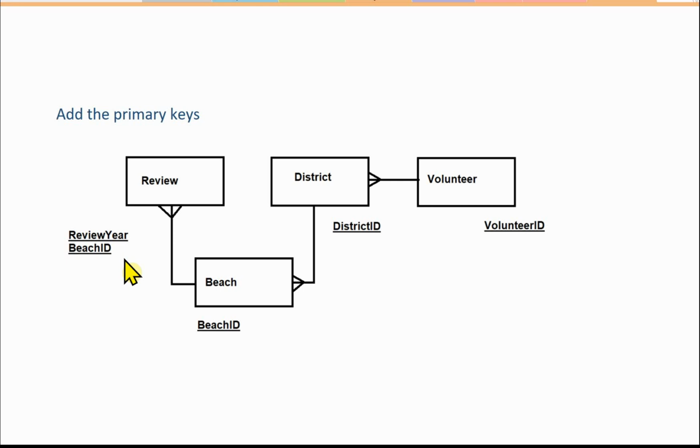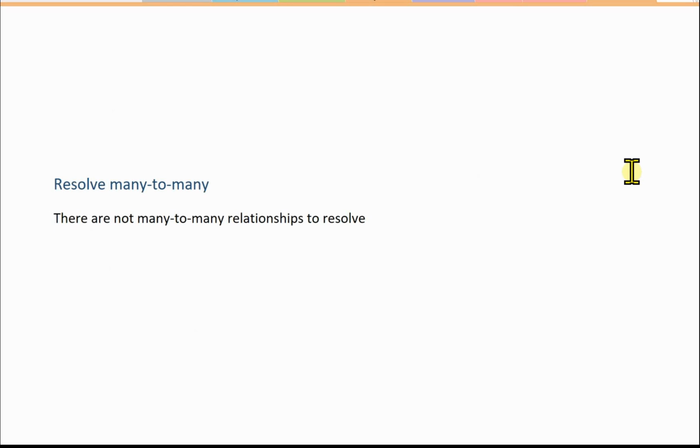So we couldn't, for example, put in a review number. So what we've got to do is use attributes that are there in the table in the sample data. So if we combine together the beach ID and the review year, that would uniquely identify each review. So we've got a case where we've got two attributes that make up the key, review year and beach ID. In this database, there's no many-to-many relationships to resolve.